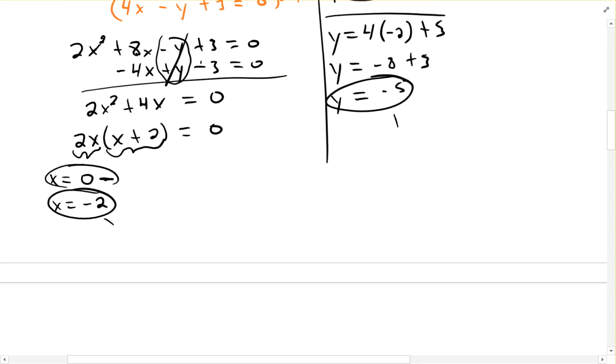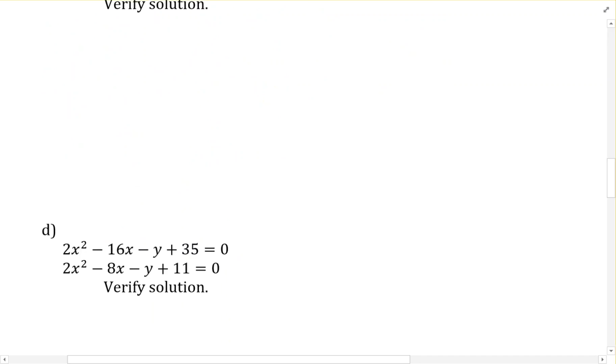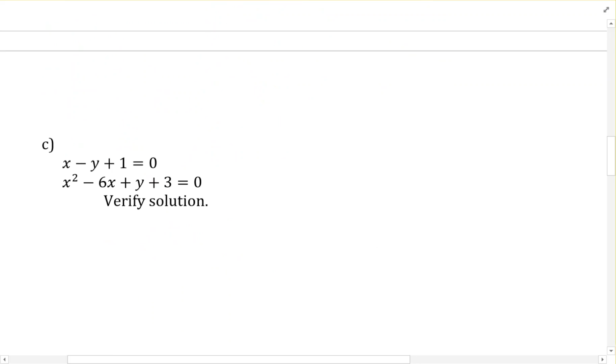And then let's do... This one would have been good for elimination because there's already a negative y and a positive y. But let's do comparison method just to kind of show you how you would do it. So I like comparison method too. I like comparison and substitution are my favorites. They're pretty much the same thing, really.